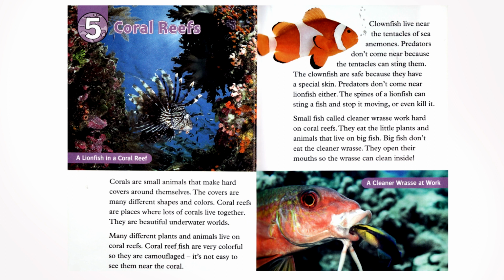Many different plants and animals live on coral reefs. Coral reef fish are very colorful, so they are camouflaged. It's not easy to see them near the coral.